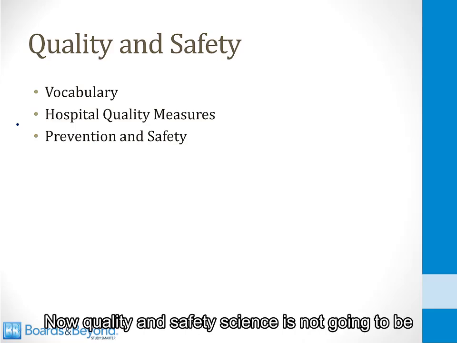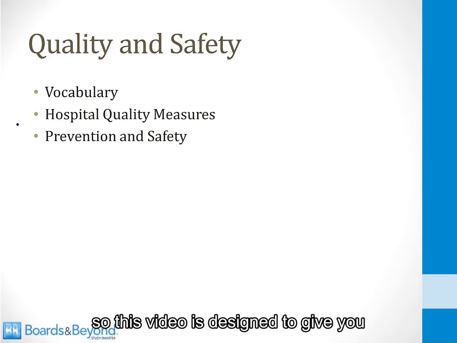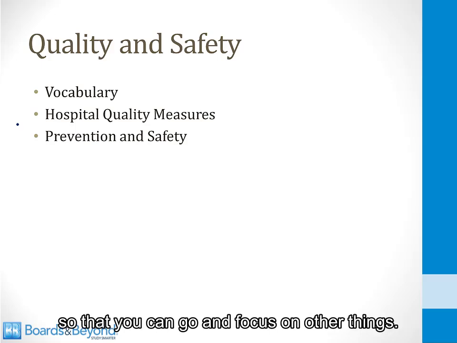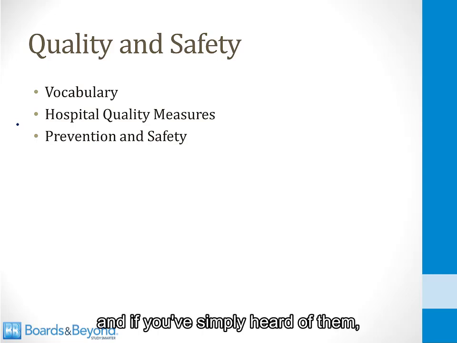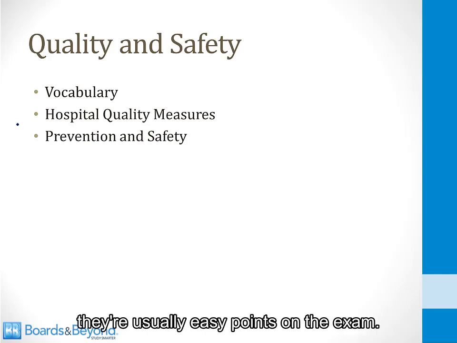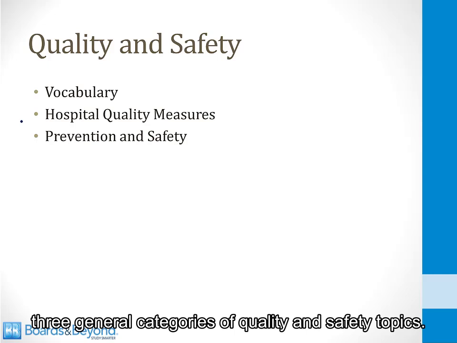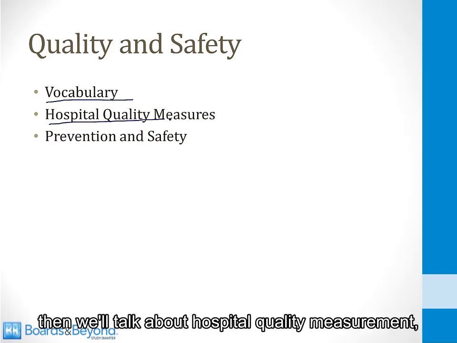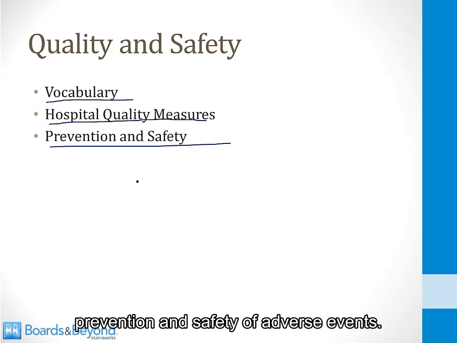Now, quality and safety science is not going to be a very high yield part of the exam for you to study, so this video is designed to give you everything you need to know in about 20 minutes so that you can go and focus on other things. None of these concepts are difficult to understand, and if you've simply heard of them, they're usually easy points on the exam. In this video, I'm going to talk about three general categories of quality and safety topics. First, we'll talk about some vocabulary you should know. Then we'll talk about hospital quality measurement, and then we'll finish by talking about prevention and safety of adverse events.